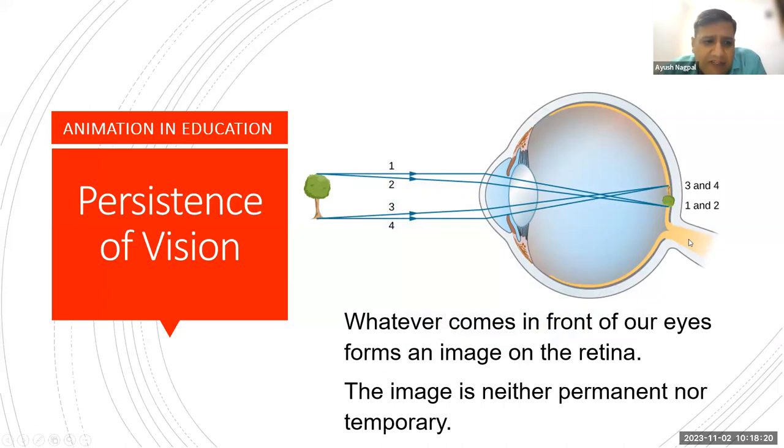And this thing is happening all the time. From the time we started seeing when we were born till the time we finally close our eyes, this one process is going on all the time, except when we are sleeping. So the thing is that this image is neither permanent nor temporary. Why do I say this? It is definitely not permanent because a new image is coming all the time, but it is not temporary also. It is not temporary because it stays for a very fleetingly small amount of time. It stays there and then it goes.